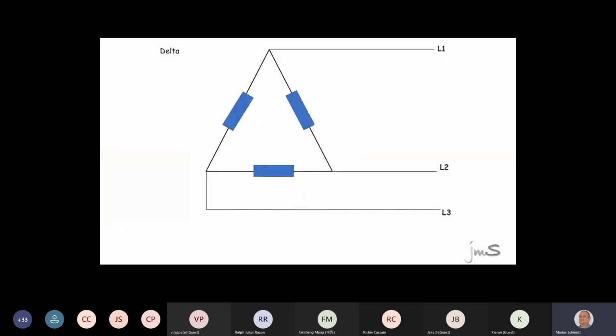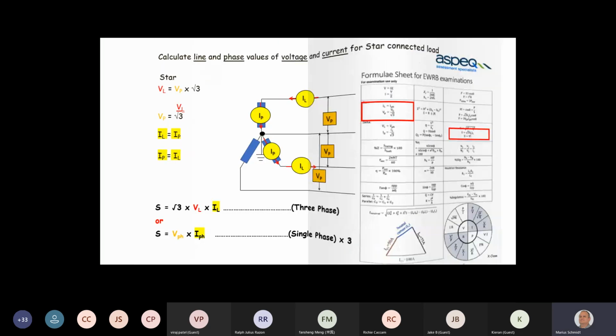Right, let's look at delta. Do you know that the delta connection is not the same as a star? Now, in a star, what is the same?